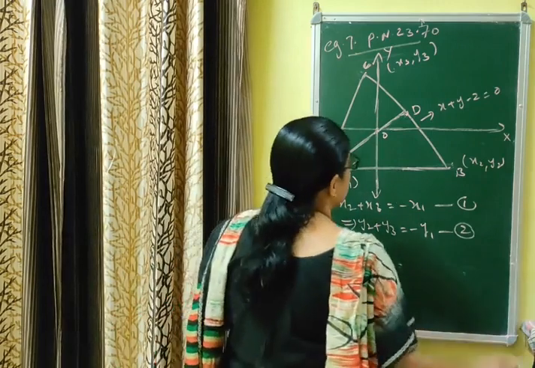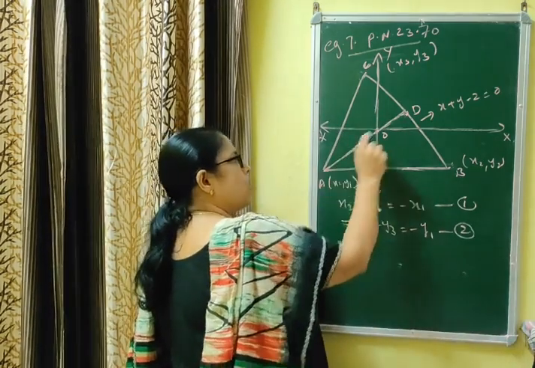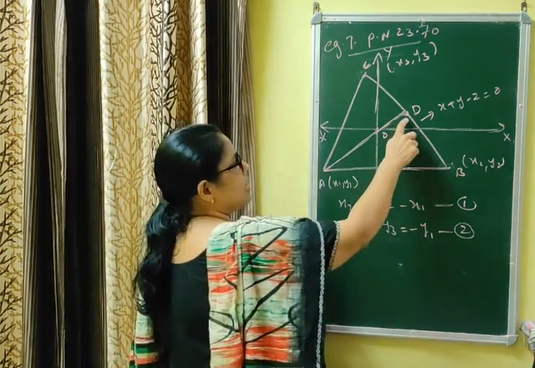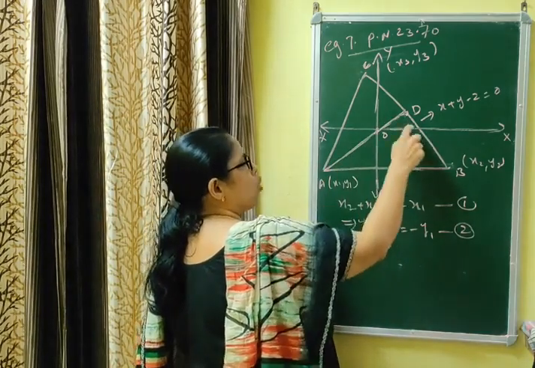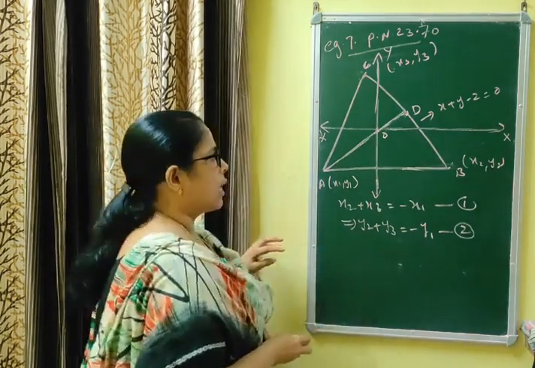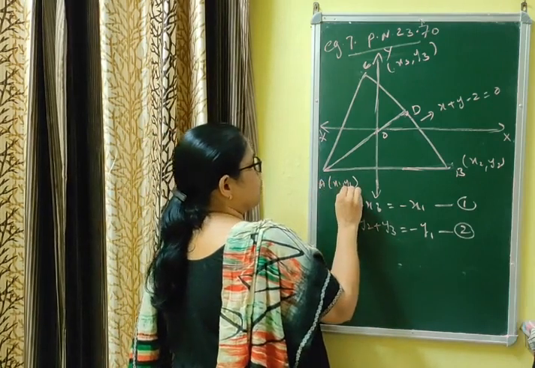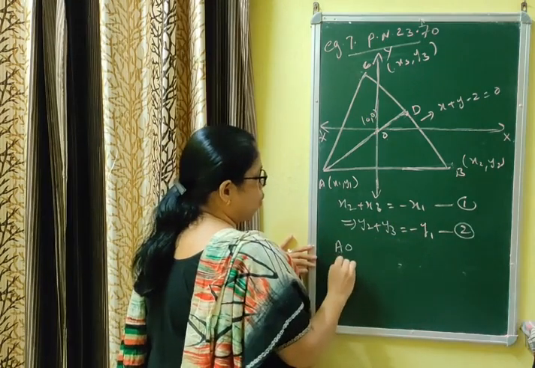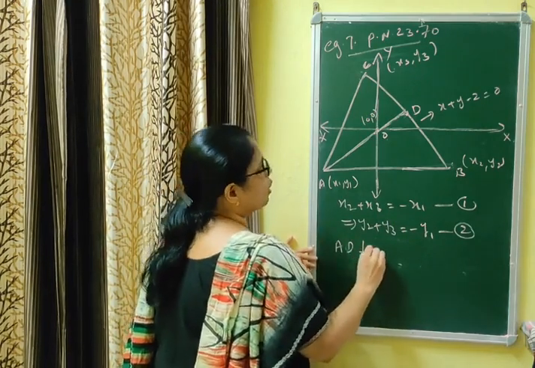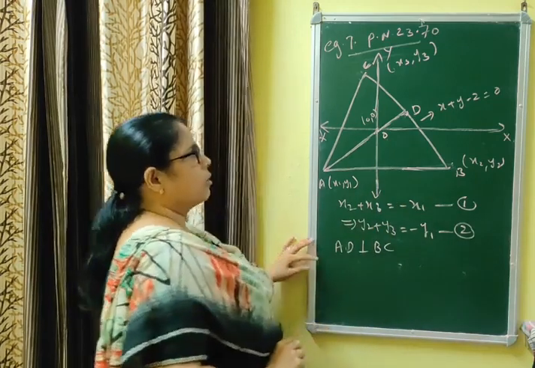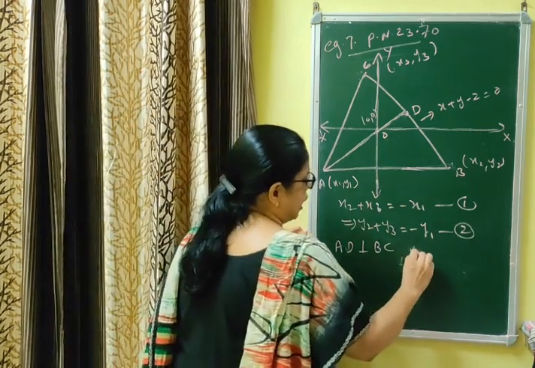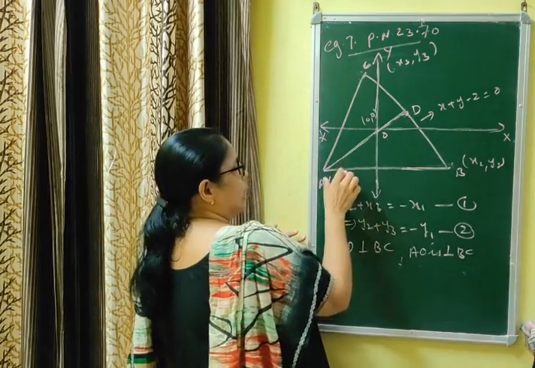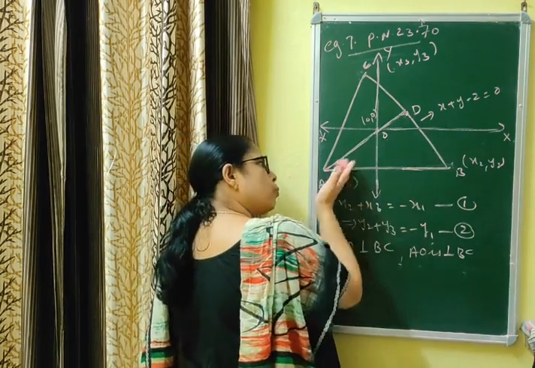Now you know that in an equilateral triangle, the median, angle bisector, altitude as well as perpendicular bisector all coincide. Since AD is the median, AD is also perpendicular to BC by the property of an equilateral triangle. You know the coordinates of A (x1, y1) and the origin O (0, 0). Then AO is also perpendicular to BC because AO is a part of AD. AO is a part of AD, so if AD is perpendicular, AO will also be perpendicular.